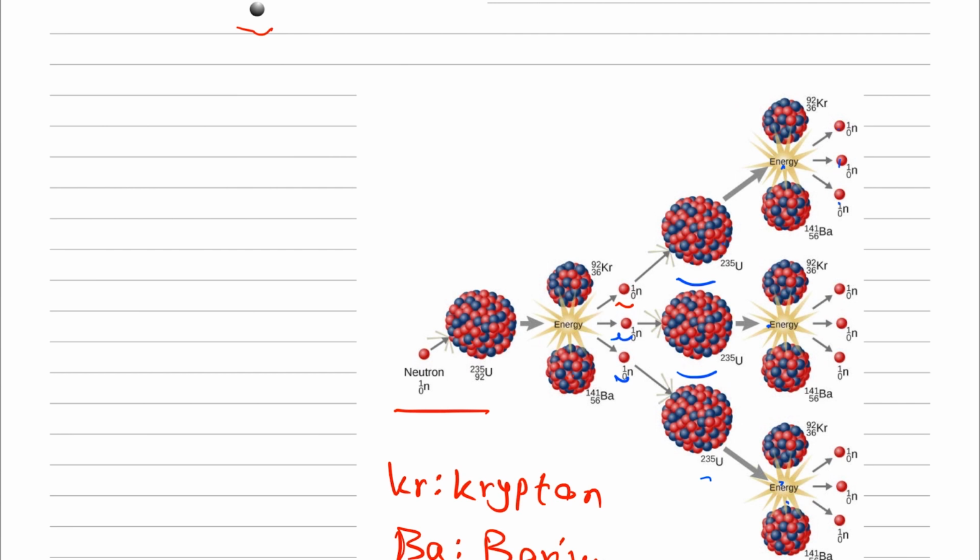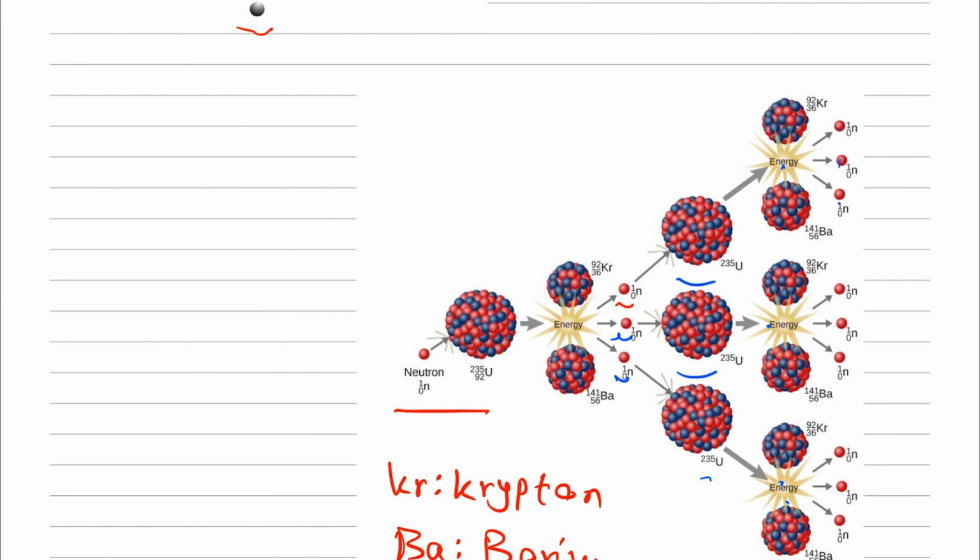And if this chain keeps continuing, we are not able to control the process and release of energy. Therefore, a huge amount of energy is released. And this process, if we don't control it, is actually an atomic bomb.